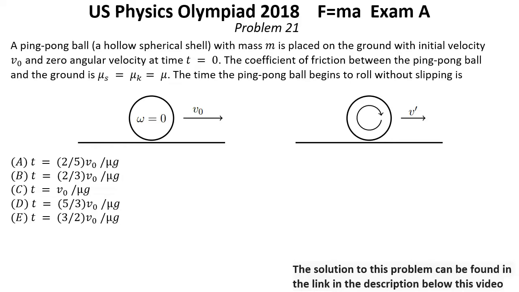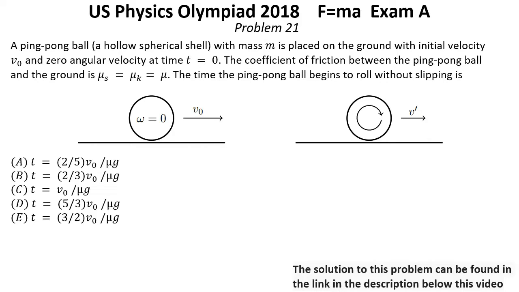Problem number 21. A ping-pong ball, a hollow spherical shell with mass m, is placed on the ground with the initial velocity v0 and 0 angular velocity at time t equals 0. The coefficient of friction between the ping-pong ball and the ground is mu s equal mu k equal mu. The time the ping-pong ball begins to roll without slipping is next one.